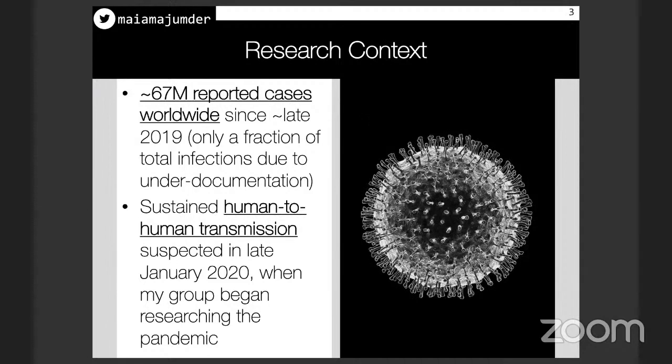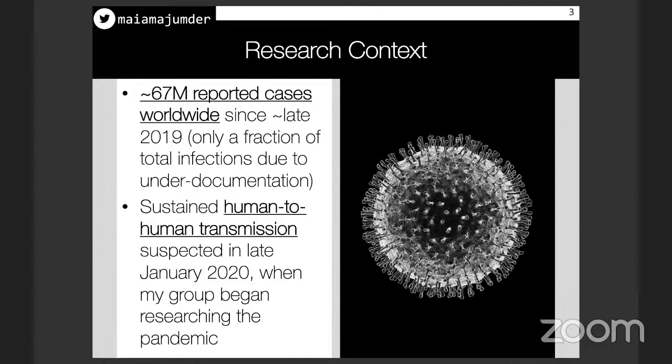All right, so to provide some research context, as many of us are aware, there have been nearly 67 million cases of COVID-19 reported worldwide since late 2019. This particular disease is caused by the novel coronavirus SARS-CoV-2, which is shown on the right here. These cases comprise only a fraction of total infections, though, due to something that we frequently call underdocumentation.